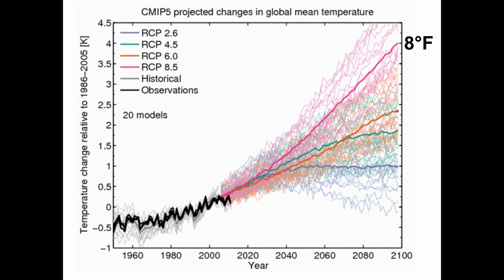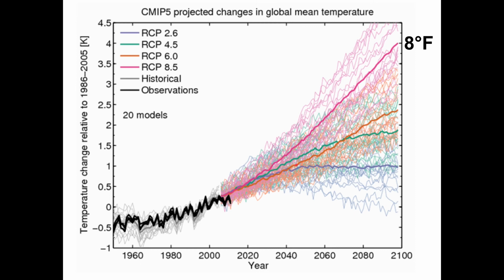Right. So these are RCPs, Relative Concentration Pathway models. And there's the numbers, I was going to say there's like four: 2.6, 4.5, 6.0, 8.5. The numbers represent watts per square meter of warming. So the current amount of warming is 2.4 watts. So this would be like today.